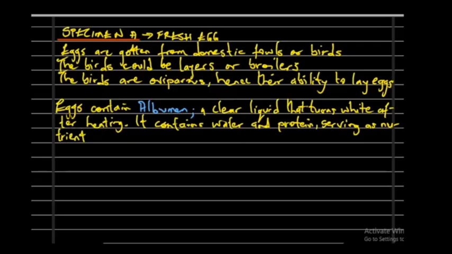The nutrients include vitamins. We can have vitamin A, D, E, K. All of these vitamins can be found in the albumin. It also contains B vitamins: B1, B2, B5, B6, B9, B12. You can have niacin, cyanocobalamin, folate, pantothenic acid, and pyridoxine. All of these are found in the albumin.